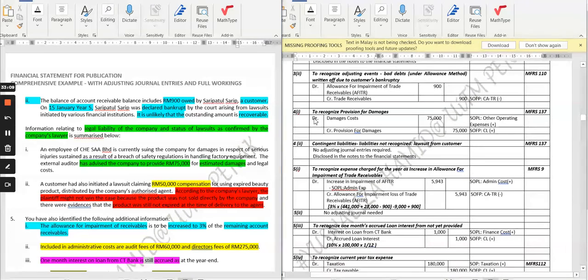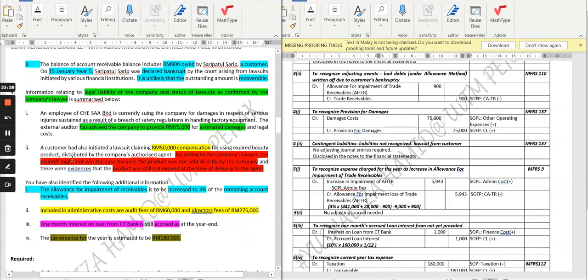So go and do the journal entry. Debit damage cost, you can include under other operating expense, and credit provision for damage. If it's due within 1 year, the provision should be included under current liabilities, or if it's more than that, it will be under non-current liabilities.